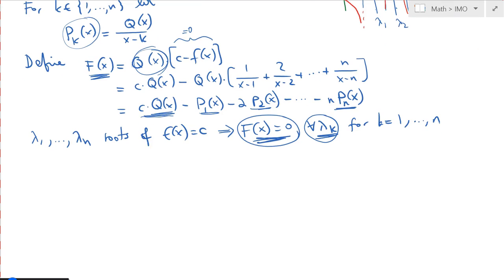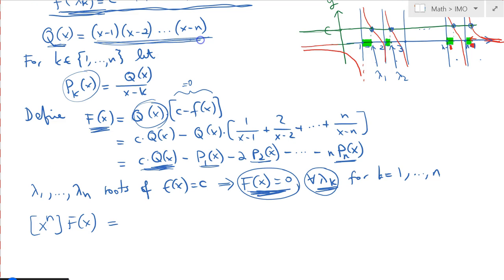Now I will try to apply Vieta formulas. So let's try to figure out the coefficient of the term x to the n and x to the n minus 1 in the polynomial f of x. The coefficient of x to the n in q of x is just a 1, so multiply it with c, you get a c here. Finally, for each of these terms, none of them has an x to the n in it. Each one is an n minus first degree polynomial, so that would be the coefficient of x to the n in the polynomial f of x.